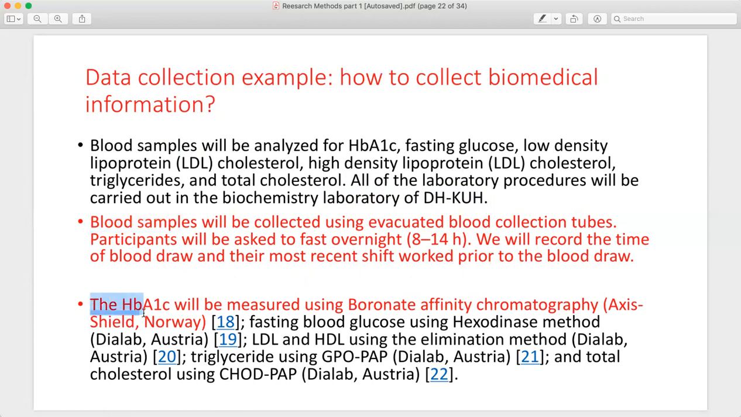And then we also give what kind of lab technology we are using. There might be different kinds of technology used for testing or evaluating these biomedical measures, so we will give the exact technology. For HbA1c, we're using boronate affinity chromatography. For fasting glucose, we are using this method. For LDL, we are using the elimination method. And then also give the references of each standard method that you are using.